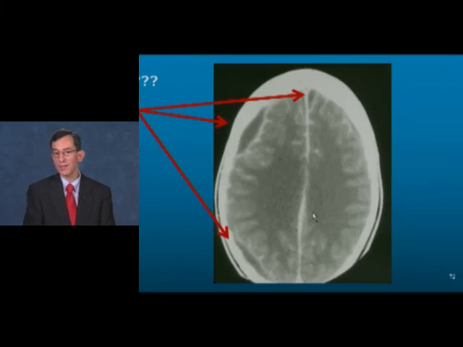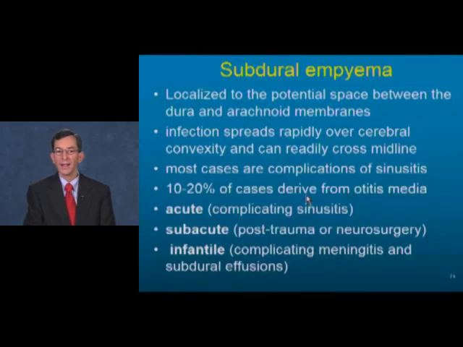This CT scan represents that of a child, a teenager actually, who was sent in with an unclear central nervous system infection, and this turned out to be a subdural empyema. And as you can see, this is an infection that's localized to the potential space between the dura and the subarachnoid membranes. Because there are no anatomic barriers in that space, infection spreads rapidly and can involve the entire convexity of the brain, can cross the midline and contract down around the falx.